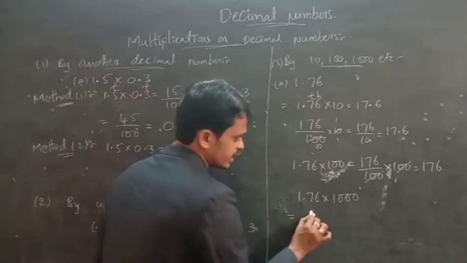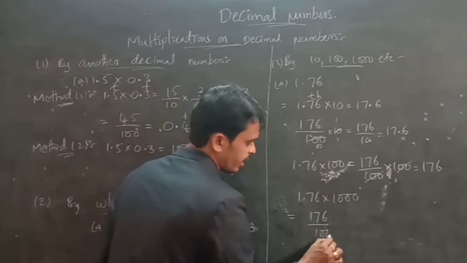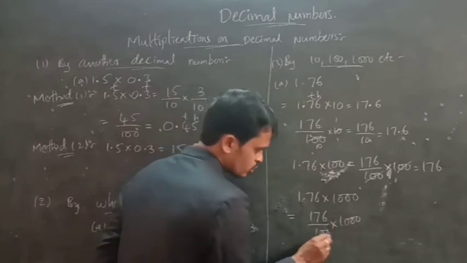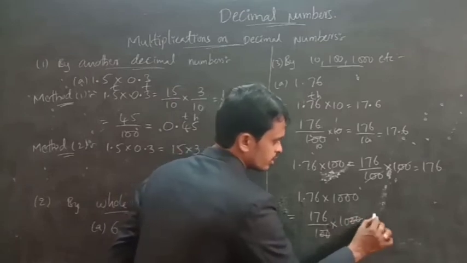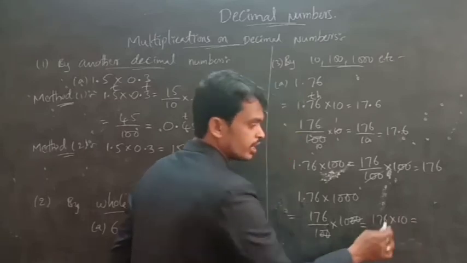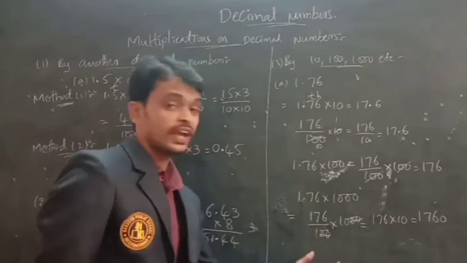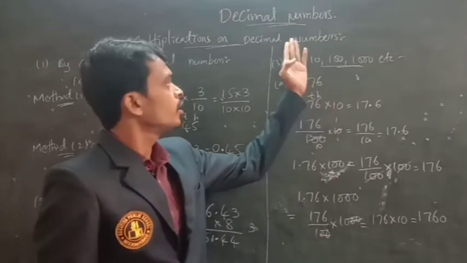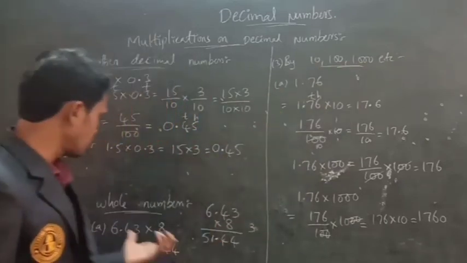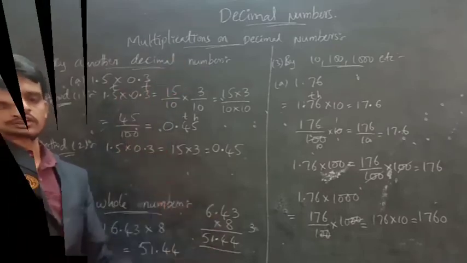Then we will write it as 176 by 100 into 10 by 1000. Here, 2 zeros and 2 zeros get cancelled. Then 176 into 10 will be 1760. So in this way we will multiply decimal numbers by 10, 100, 1000, by whole numbers, and by other decimal numbers.